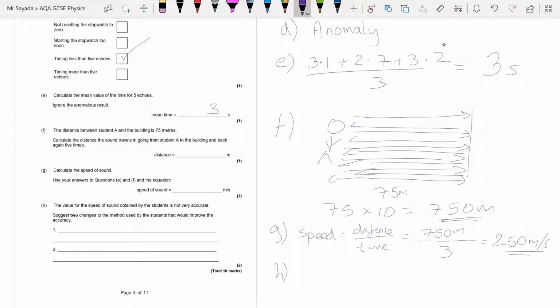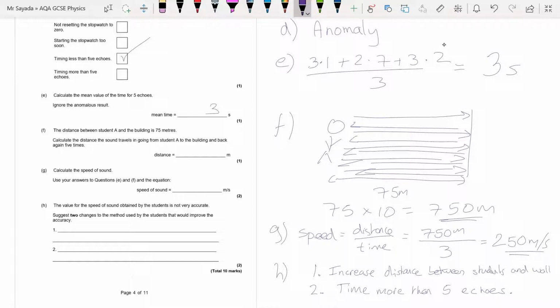So 2 things that we can do. 1, we can increase the distance from the students to the wall. So they could be 100 meters instead of 75 meters, for example. So increase the distance between students and the wall. That will increase the distance and will take the time for the echo to be longer. And then also we can increase the number of echoes that we time. So we could, instead of timing 5 echoes, we could time 10. So time more than 5 echoes. So remember, the general rule for getting more accurate data is take bigger measurements across every single area of physics.